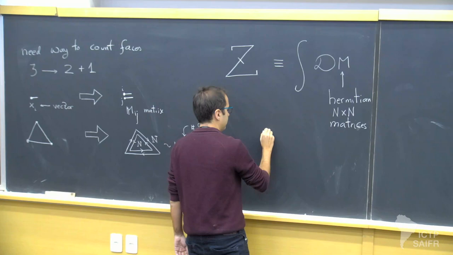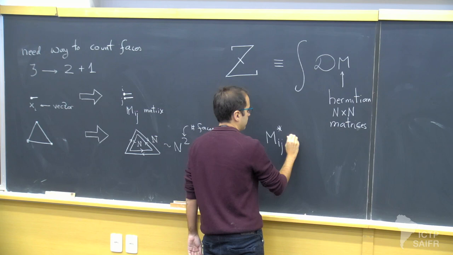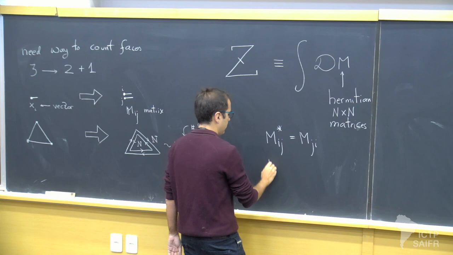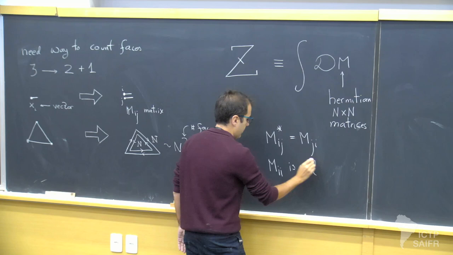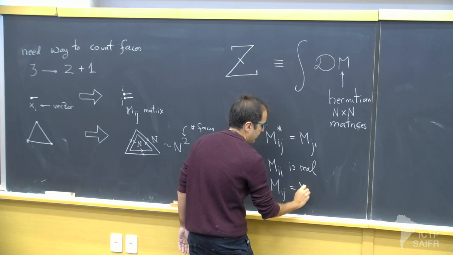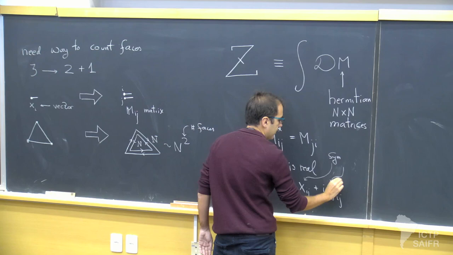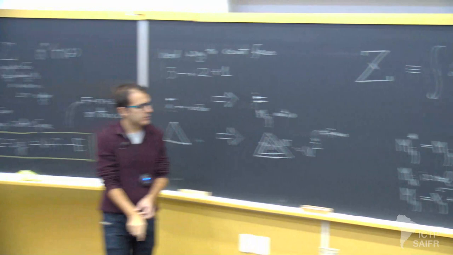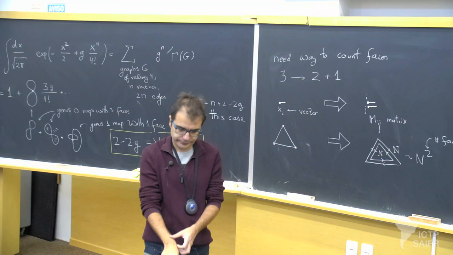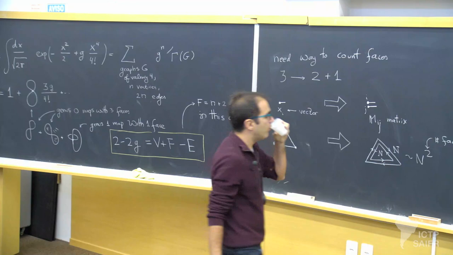A Hermitian matrix means that M_ij star is M_ji. So in particular, M_ii is real, and M_ij is, let's say, x_ij plus i y_ij, where x is symmetric but y is anti-symmetric. So the off-diagonal element 1,3 is the conjugate of 3,1, and x and y are both real. And we can define the diagonal element, which is real, as x_ii.